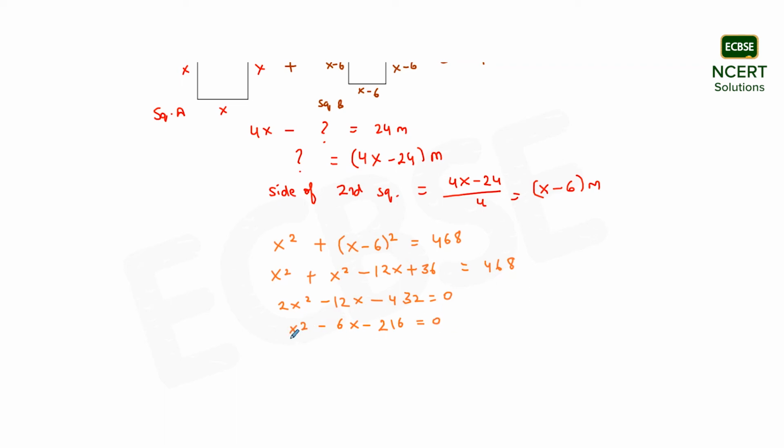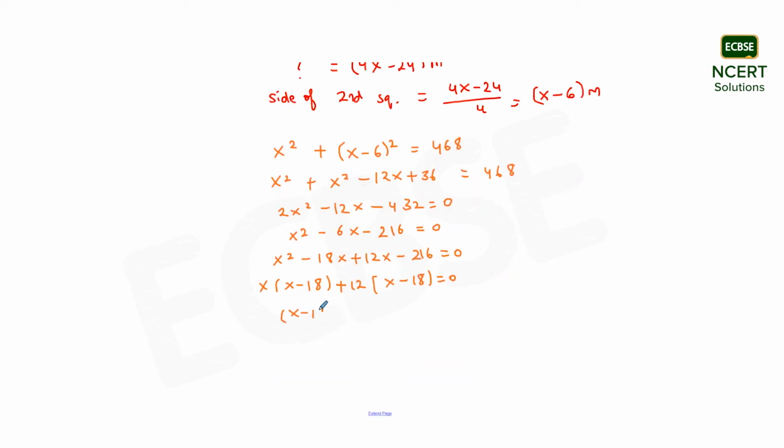Clearly this is a quadratic equation and we can use the middle term splitting method to solve it. We need to split the middle term into two terms such that their sum is minus 6 and product is minus 216. So the terms will be minus 18x plus 12x. Taking x common from the first two terms, I get x minus 18, and taking plus 12 common from the last two terms, I get x minus 18. Now (x minus 18)(x plus 12) equals 0.